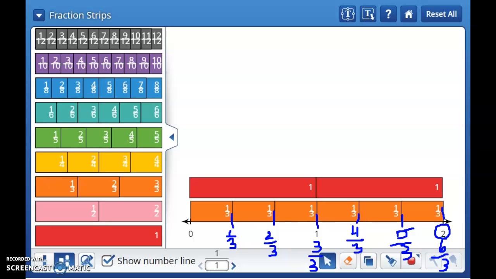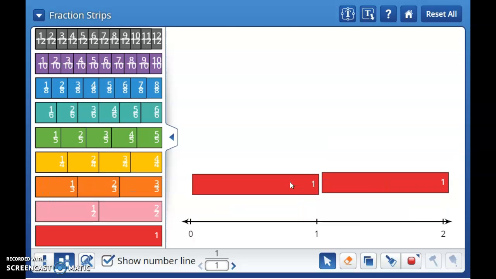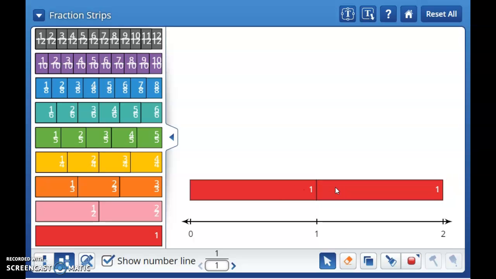Let's try another one. What if it said that you had your 2 wholes and your whole was getting broken into 6, and it said that you need 9/6? And where would that be on your number line?